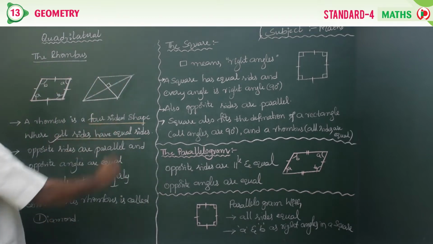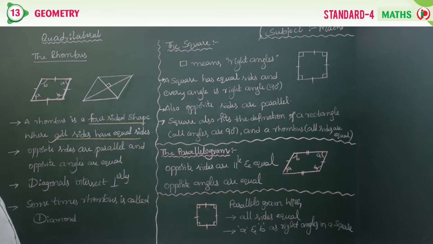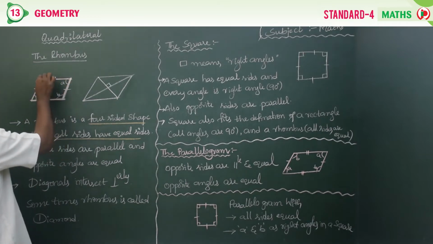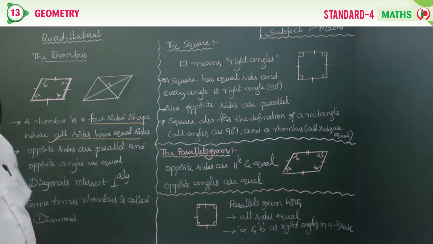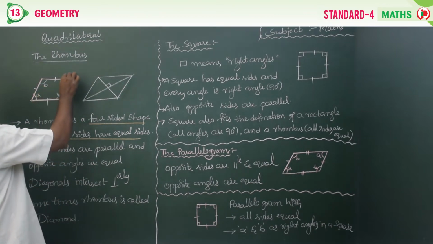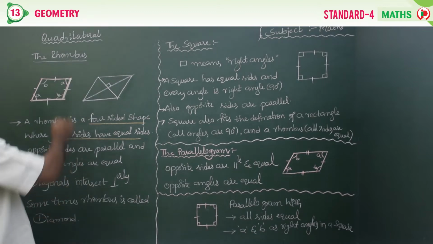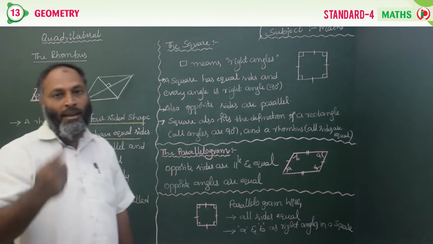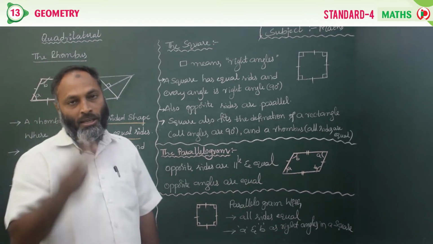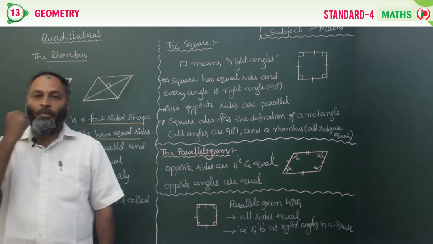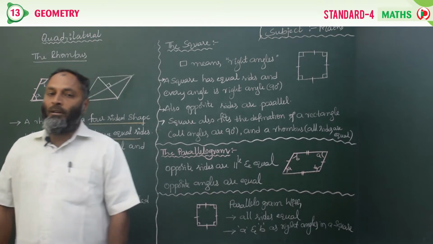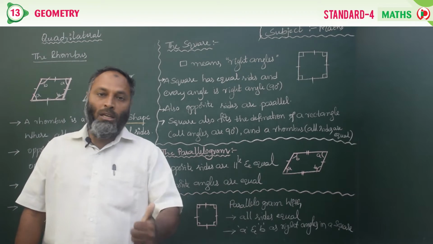So this is the first point, and the second point: opposite sides are parallel and opposite angles are equal. This side and this side are opposite sides, and they are parallel; this side and this side are also opposite sides, and these are parallel. Opposite angles are equal: angle A and angle A are equal angles, and angle B are opposite angles. So we should remember these points: in a rhombus, all four sides are equal, opposite sides are parallel and equal, and opposite angles are equal.